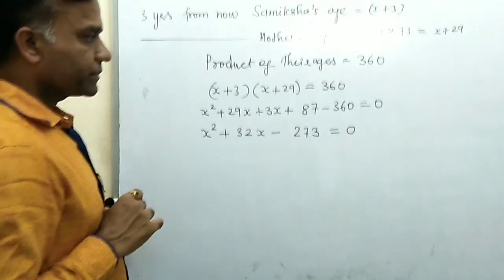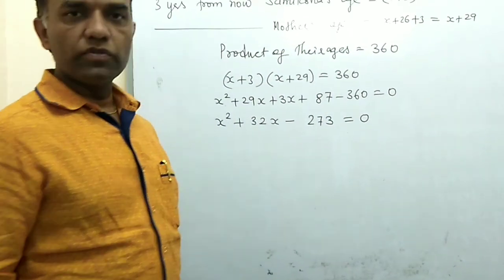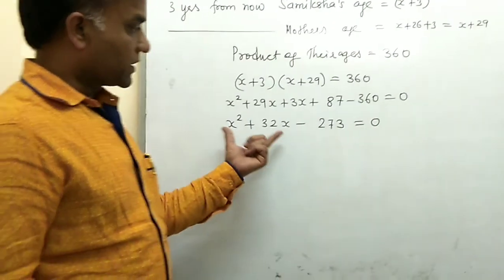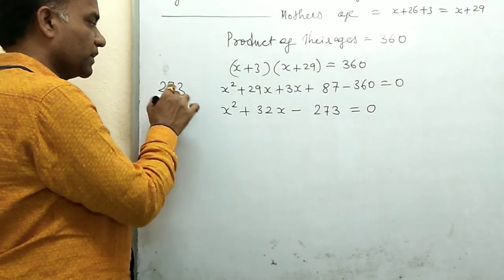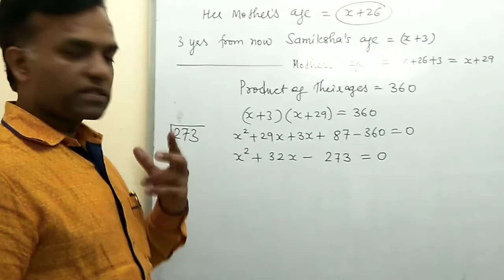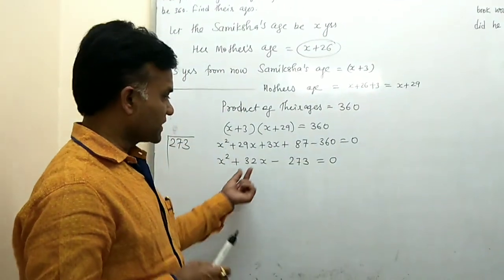Okay, so x square plus 32x minus 273 equal to 0. Now we find out the factors. Again you split the middle term. We don't know the factors of 273, so you consider two numbers whose product is 273 but whose difference is 32.